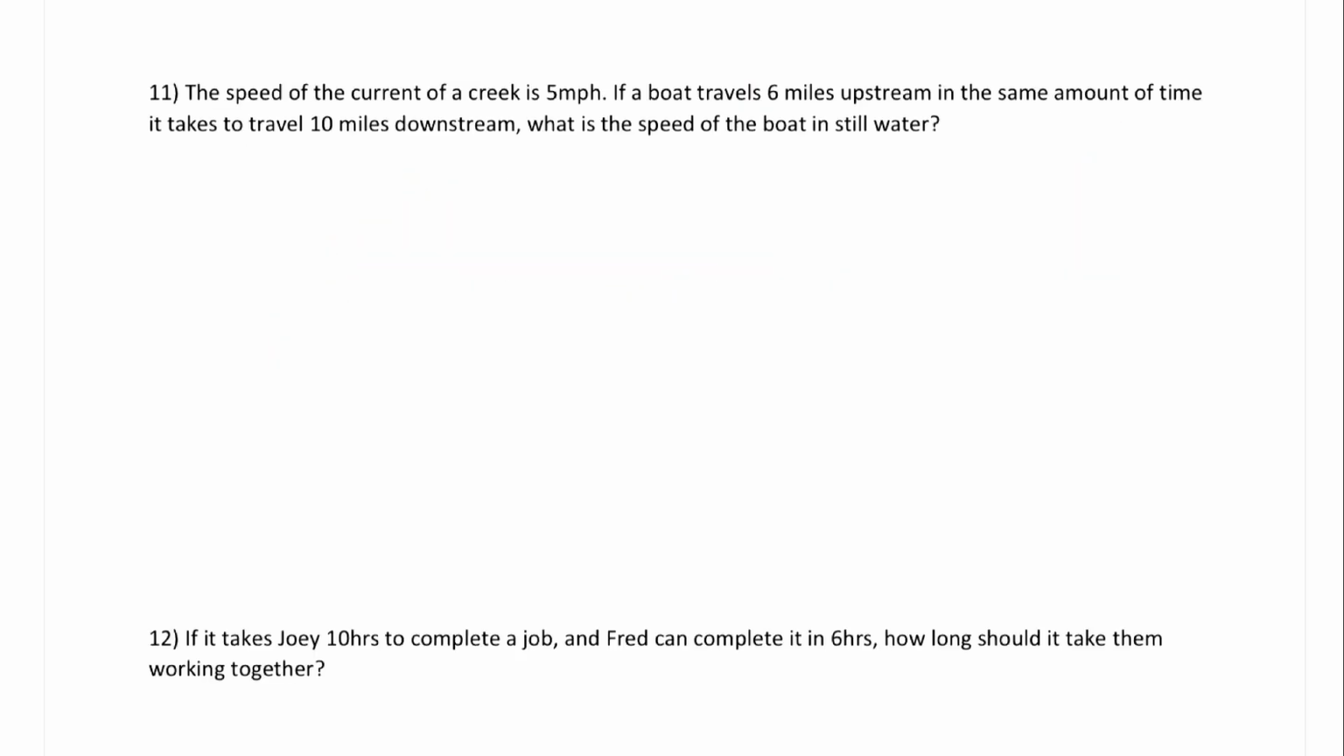The speed of the current of a creek is 5 miles per hour. If a boat travels 6 miles upstream in the same amount of time it takes to travel 10 miles downstream, what is the speed of the boat in still water? For this problem, we're going to use d equals r times t. Now, we do know that they traveled in the same amount of time, and we do have upstream and downstream. So let's go ahead and set this up. Since t is the same in both, we're going to divide both sides by r. So t is going to be the distance divided by the rate.